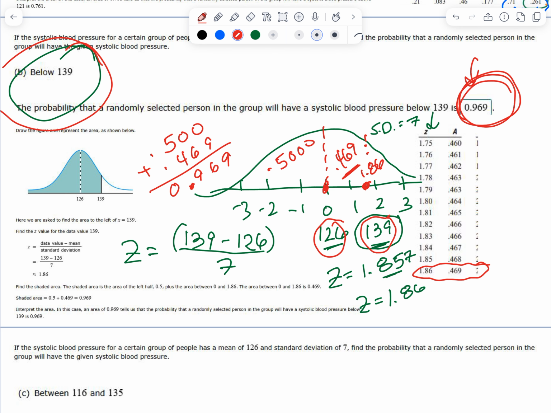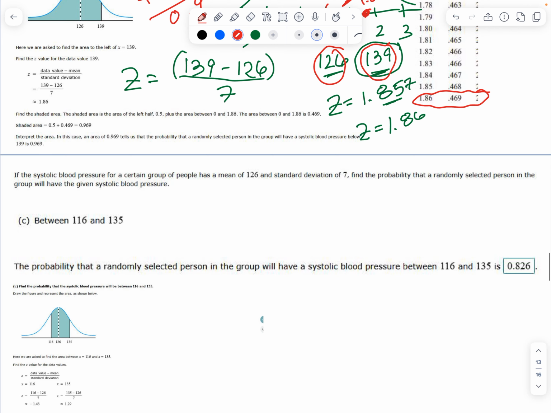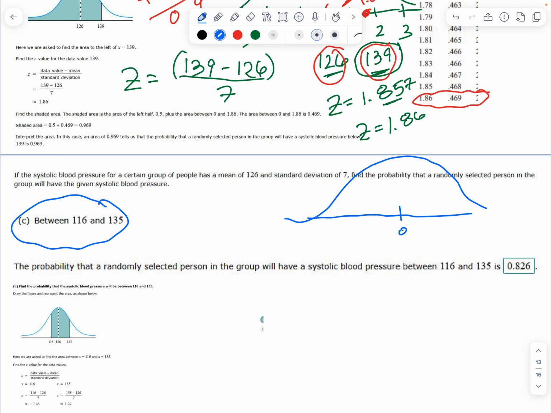Okay, one more piece. Same group of people. This time we're looking to see how many people, or the probability of finding someone, that has blood pressure between 116 and 135. So let's sketch it out. Here's our average of 126, and 1, 2, 3 deviations up. Okay, let's start with 116. We know 116 is going to be somewhere down here because it's less than 126. So we'll convert that to a z-score.